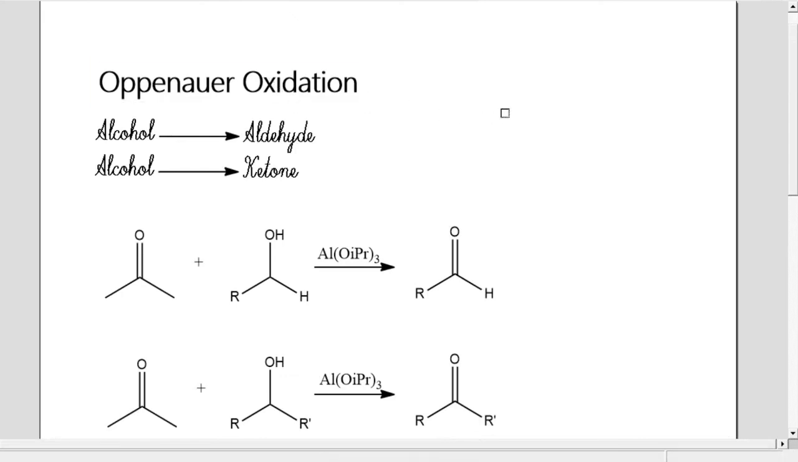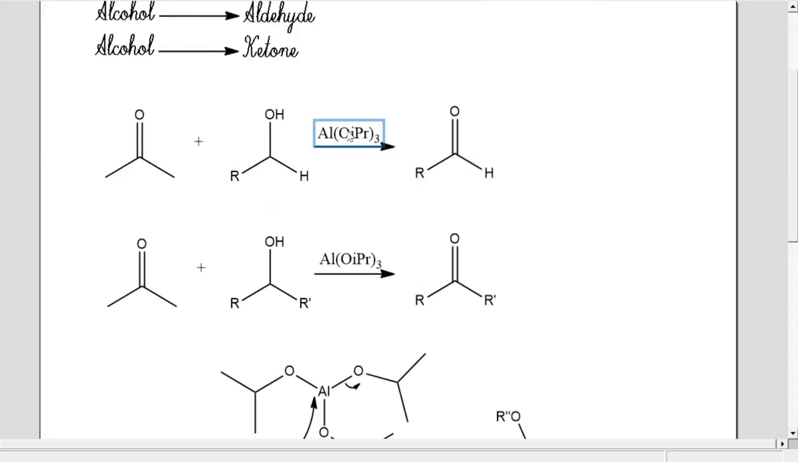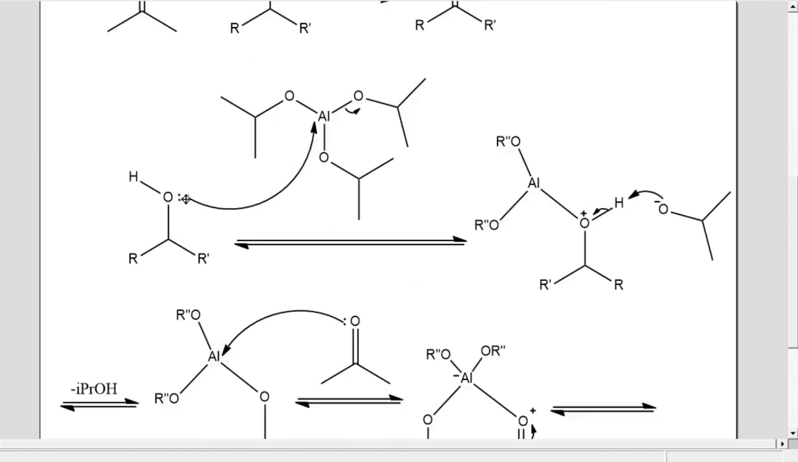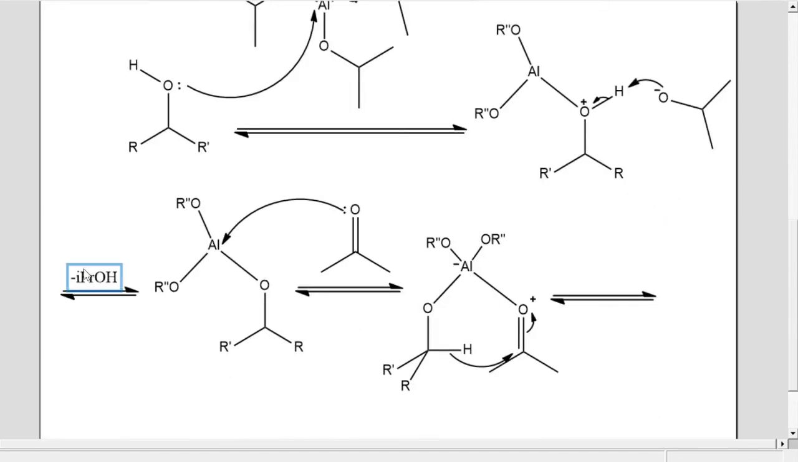This is Oppenauer oxidation. Primary alcohol gets converted into aldehyde, while secondary alcohol gets converted into ketone. We need aluminum isopropoxide or a similar reagent of aluminum. So this alcohol oxygen will get coordinated to the aluminum species, and you will have a structure like this, and this proton will be picked up by this isopropoxide group. After removal of isopropanol, we will have a species like this, and the ketone will coordinate with this aluminum species. So we will have a structure like this.